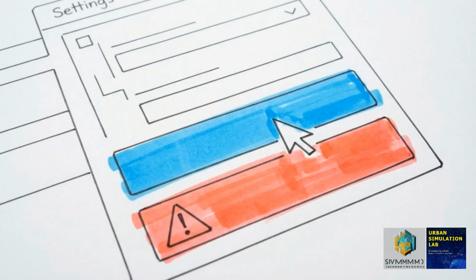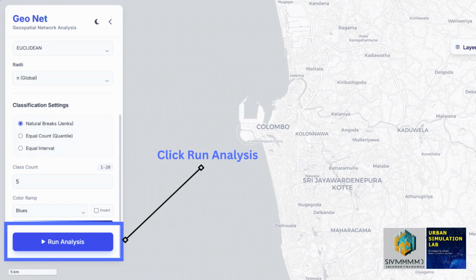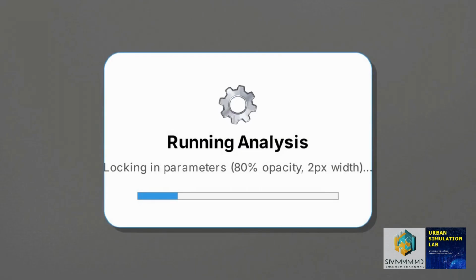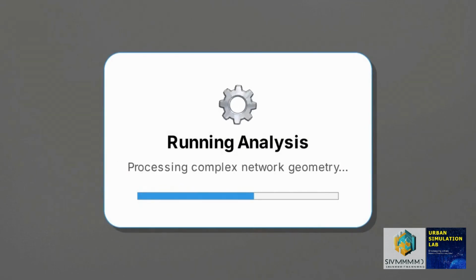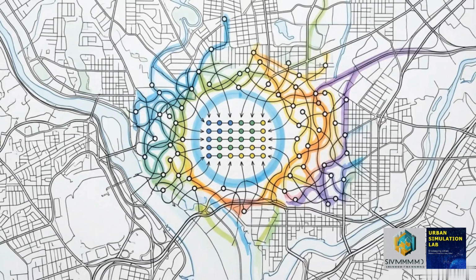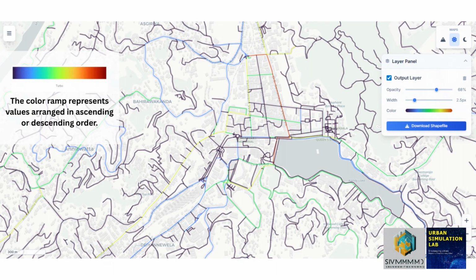Once your colors are set, click Run Analysis. Do not refresh the page while the system is working. A running analysis prompt will take over the screen. The system is now locking in your parameters and processing the layers. Applying these specific settings ensures your network layers remain legible without washing out the critical geographic details on your base map. When the processing completes, your fully rendered analytical map will populate the main workspace.